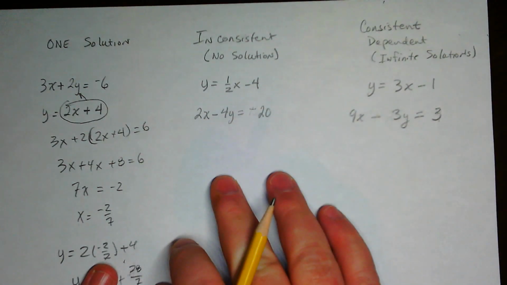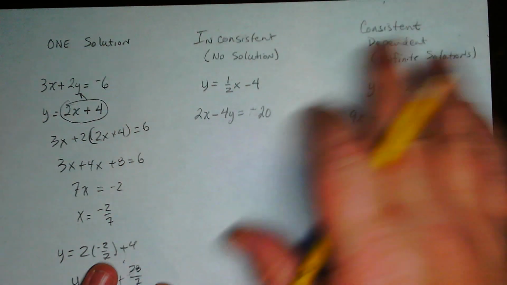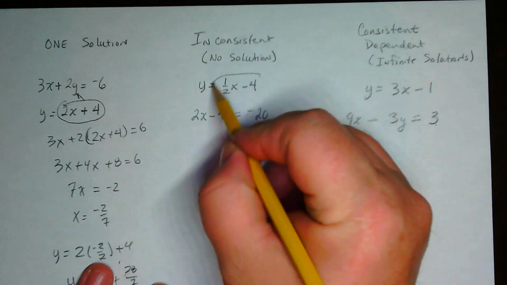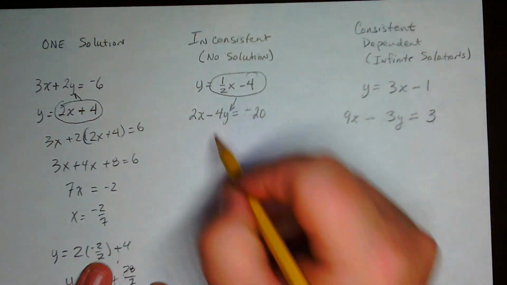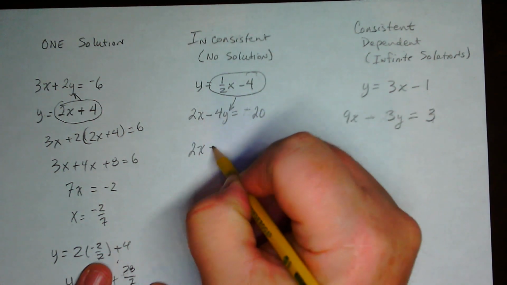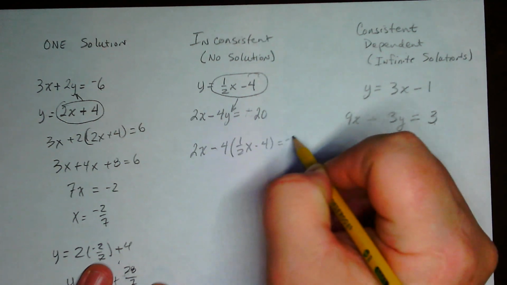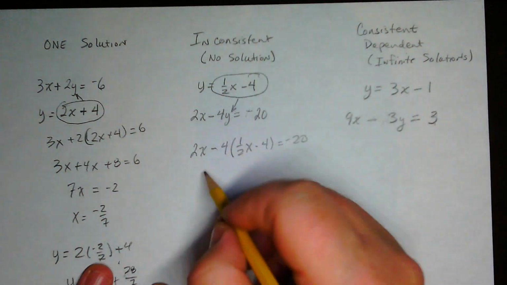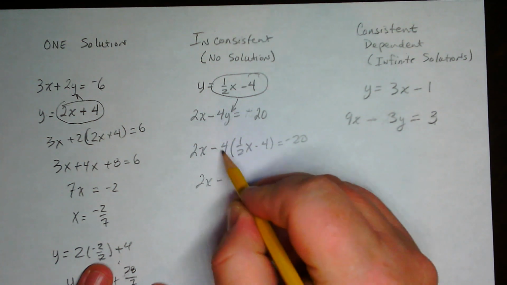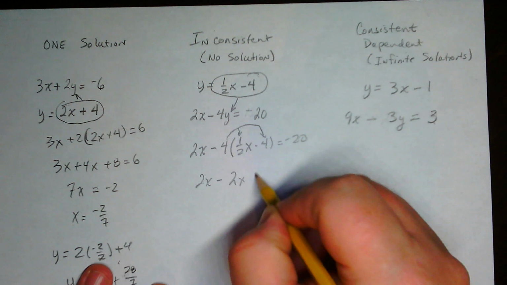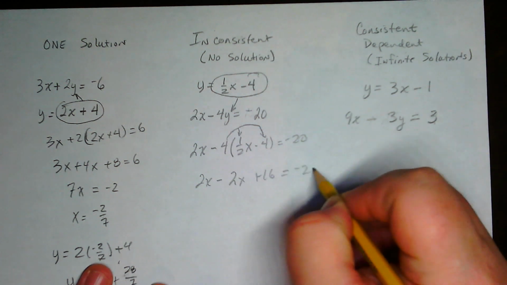Now, algebraically, these other ones are going to be a little bit easier, but you might lose some confidence because you might think you did something wrong, because weird things happen. So let's see this one right here. Let's do substitution again, right? We've got 2x minus 4, and then we're going to plug this in right here. So 2x minus 2x plus 16 equals negative 20.